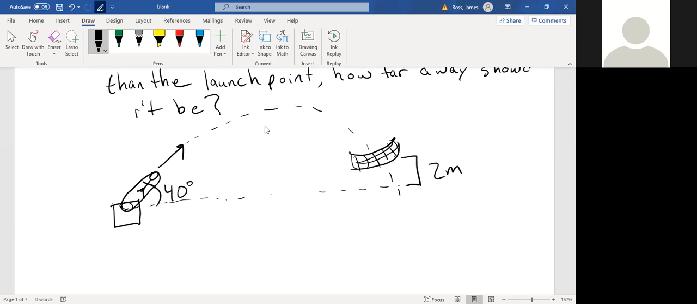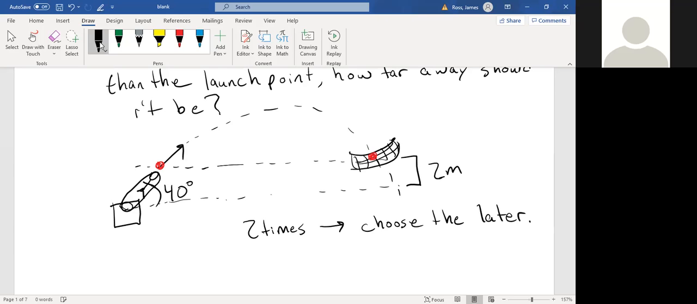So one thing I want to point out is that that means there is a solution here and here for y, right? So that means that we're going to have 2 times that work in our equation, and we're going to choose the later. A lot of the problems we've done have either had a negative time for one of them, or it was clear which one to choose. This time, we want him to land in the net, not hit the net on his way up, right? So we're going to choose the second time.